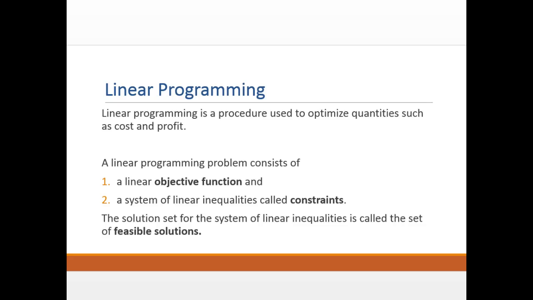This leads us to our next topic of conversation, which is linear programming. Linear programming is a procedure used to optimize quantities such as cost and profit. A linear program consists of a linear objective function and a system of linear inequalities called constraints. We will talk about both the objective function and the constraints. The solution set of linear inequalities is called the set of feasible solutions.